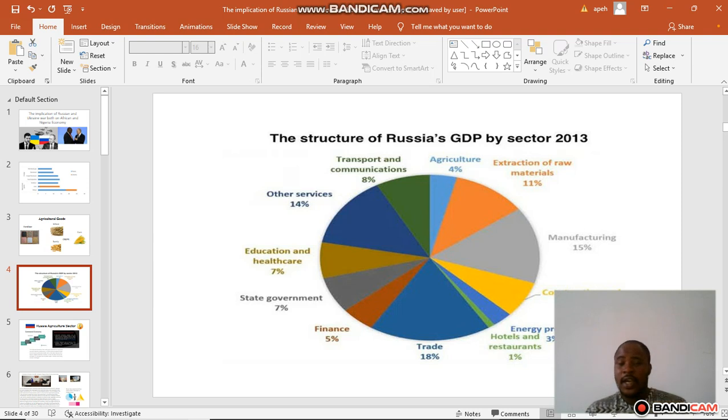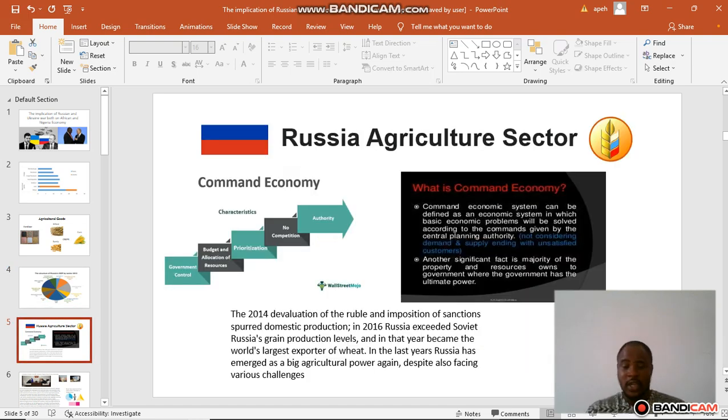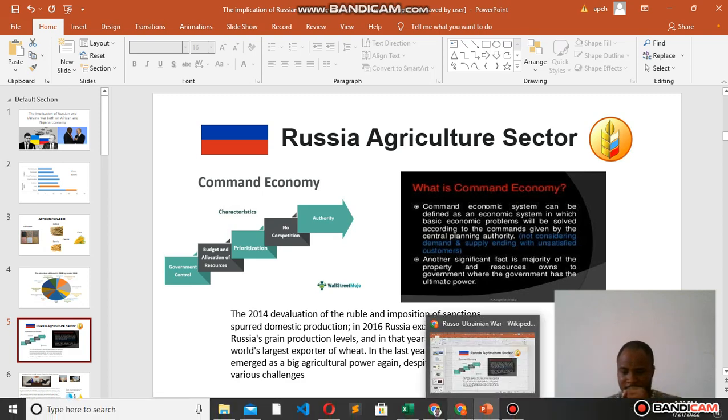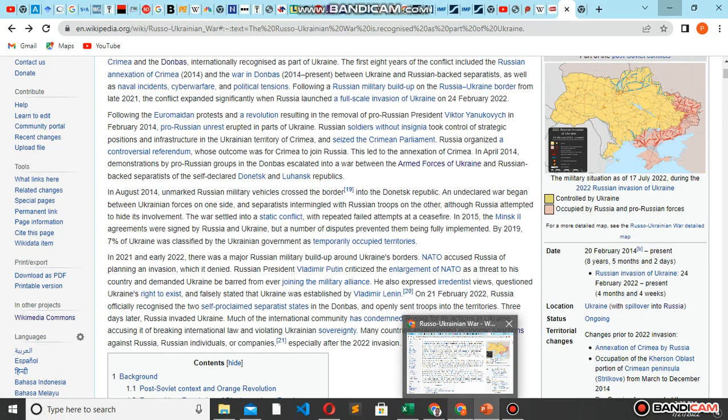Now, the Russia and Ukraine invasion didn't start today. For those that are not aware, the Russia and Ukraine war started in 2014. In fact, sanctions were made by the global economies, by the world powers, against Russia, which caused the devaluation of their currency in 2014. So let's look at a piece of information.